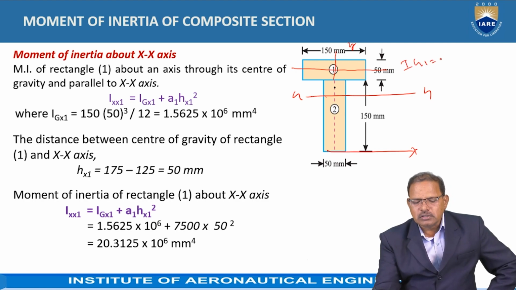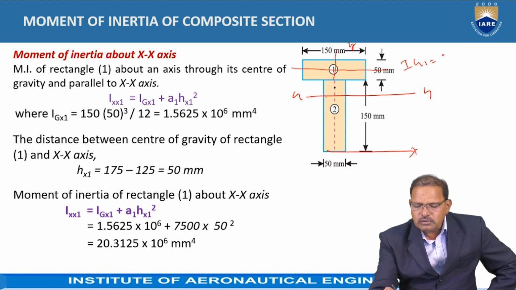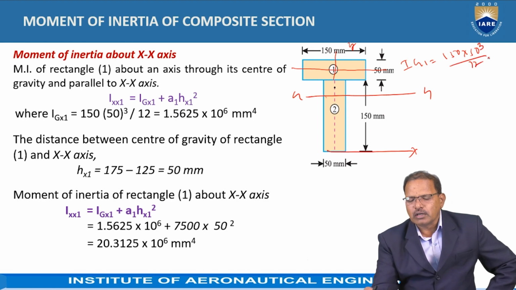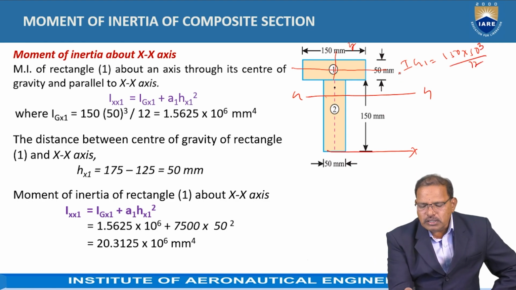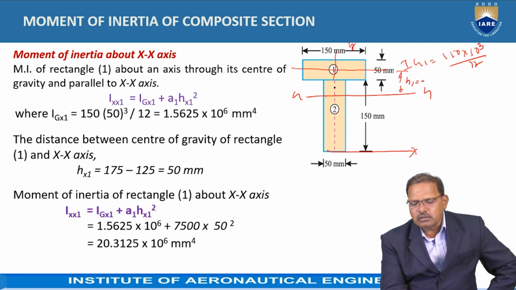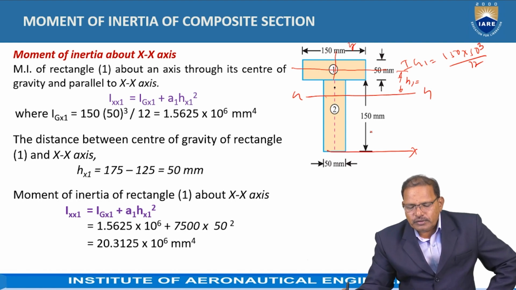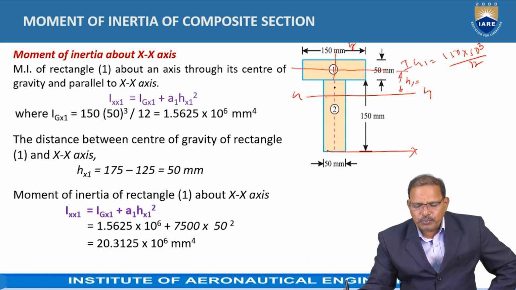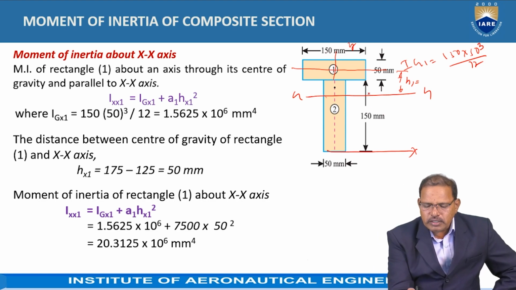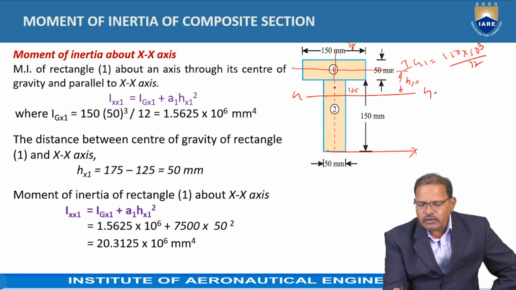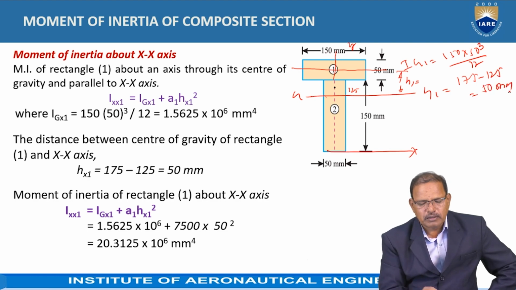IG1, which is equal to 150 into 50 cube divided by 12, since 50 mm is the dimension being divided. Here, H1 is the distance between the centroid of the first element and the centroid of the composite section. The composite section centroid is at a distance of 125. Hence H1 is equal to 175 minus 125, which is equal to 50 mm.